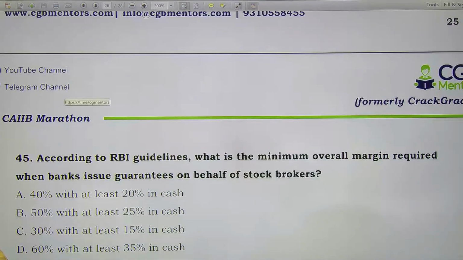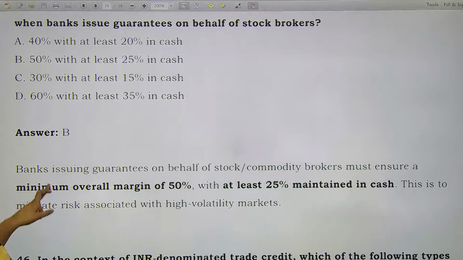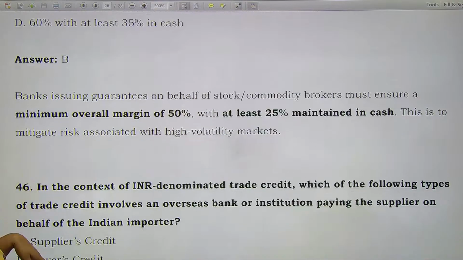Next, according to RBI guidelines, what is the minimum overall margin required when banks issue guarantee on behalf of stock brokers? See, in this case, 50% with at least 25% in cash. This is what is required, so that risk can be mitigated.